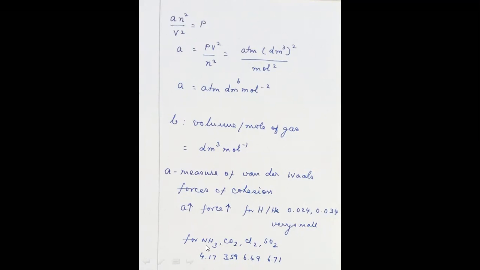So ammonia, carbon dioxide, chlorine and sulfur dioxide are all gases which are easily liquefiable and easily soluble in water. For easily soluble and liquefiable gases, the magnitude of A is high. It is 4.17, 3.59, 6.49 and 6.71 for ammonia, carbon dioxide, chlorine and sulfur dioxide respectively.